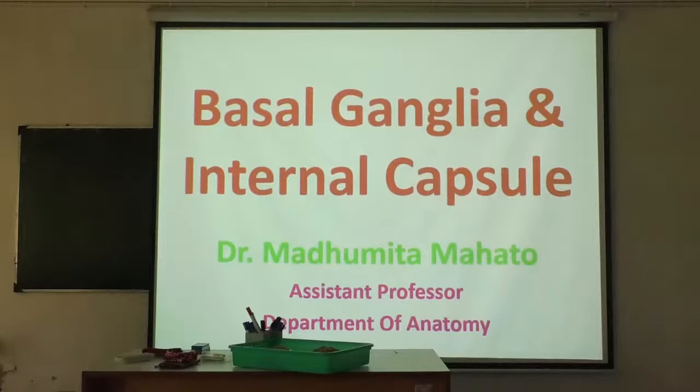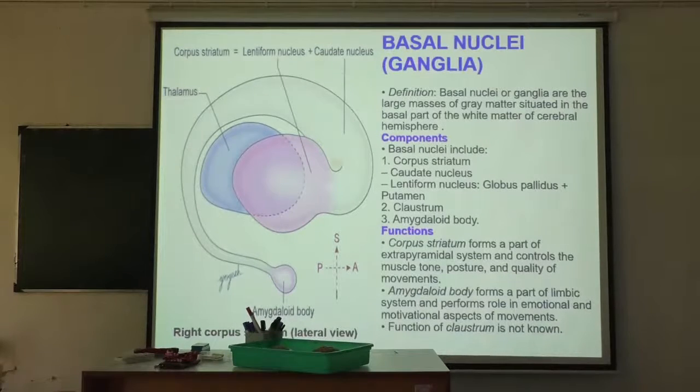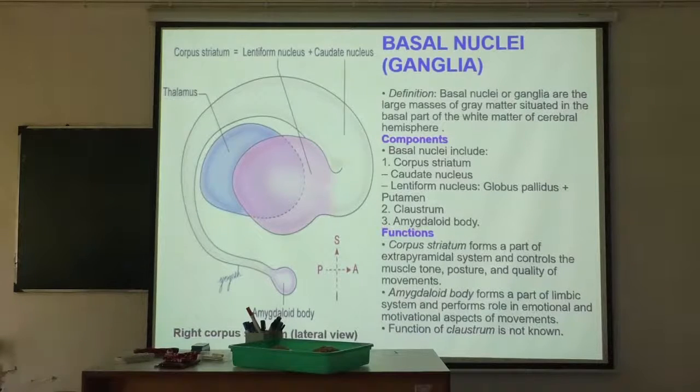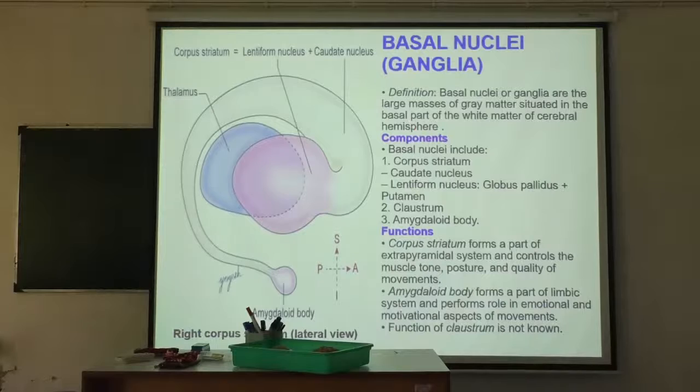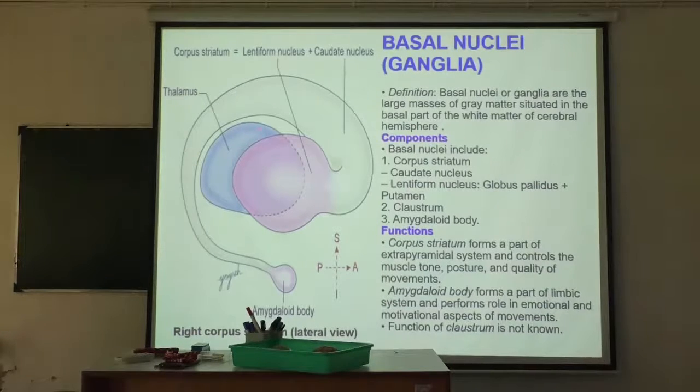Basal ganglia also counts. And Parkinson's disease is the clinical aspect of the basal ganglia, which is also an important long question. So basal ganglia, or basal nuclei, are large masses of grey matter situated in the basal part of the white matter of the cerebral hemisphere. So this part is forming the basal ganglia or basal nuclei, and here is the thalamus. It lies in close relation with the thalamus.